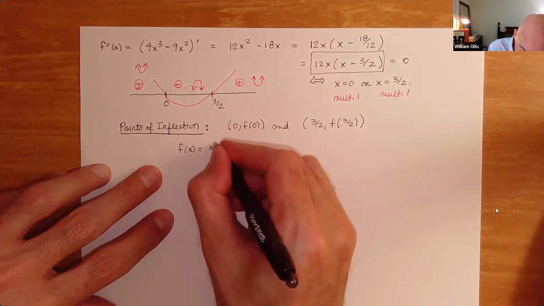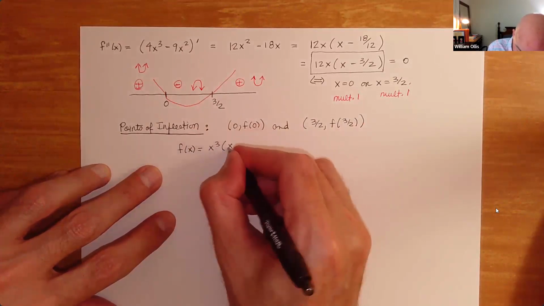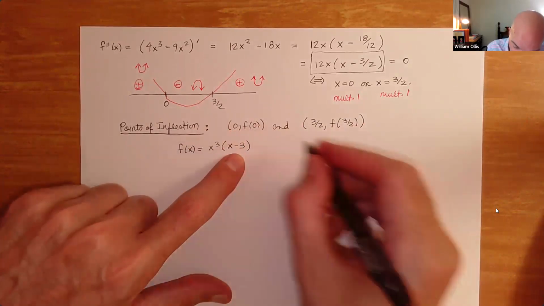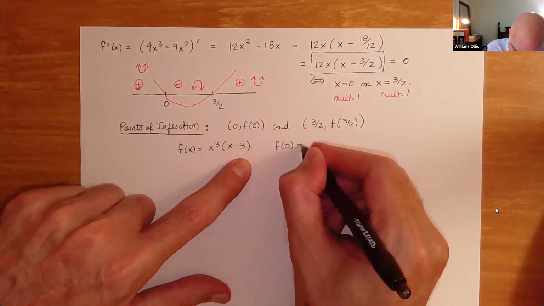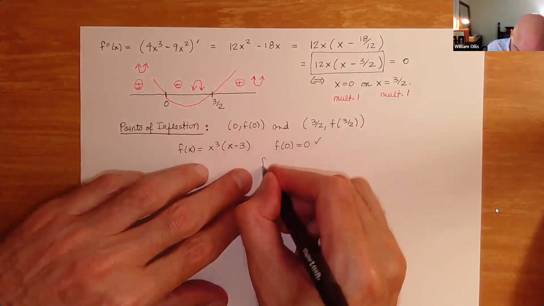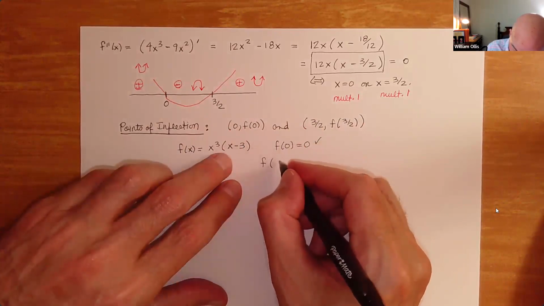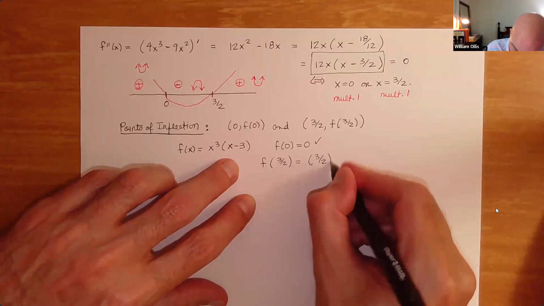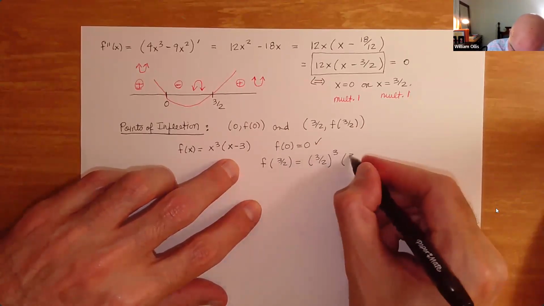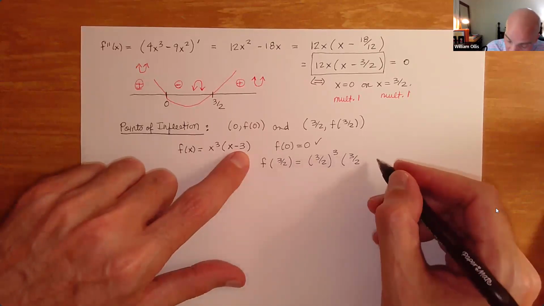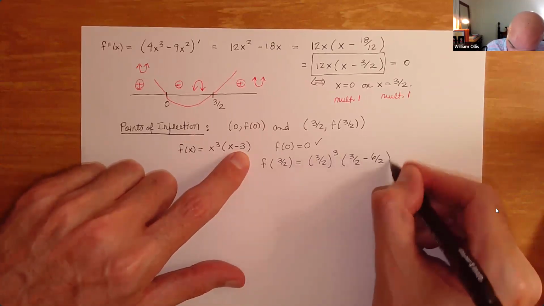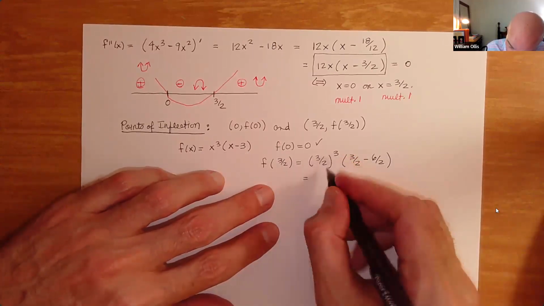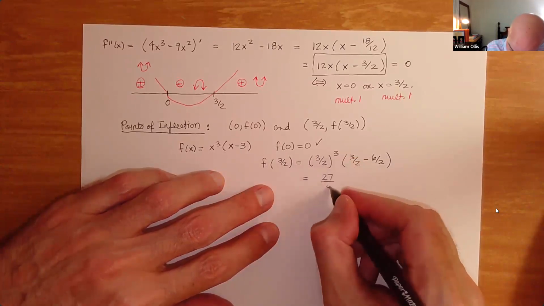This is just x cubed times x minus 3. So let's go ahead and figure out what these points are. Not too difficult there. f of 0 is clearly 0. So we have that. And then f of 3/2, we'll just substitute. So we have 3/2 quantity cubed. And then 3/2 minus 3. So we can write the 3 with a 2 downstairs. So that would just be a 6 over 2. 2 times 3 is 6, right? So that gives us what? 3 cubed, which is a 27, and 2 cubed is an 8.